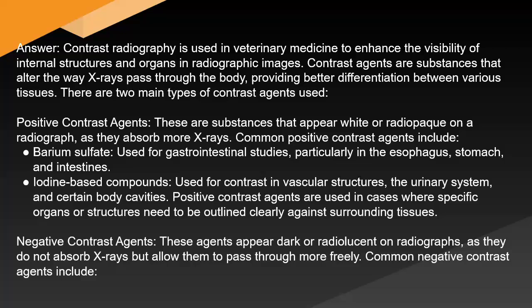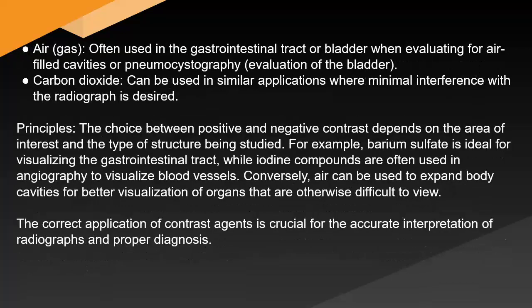Negative contrast agents. These agents appear dark or radiolucent on radiographs as they do not absorb X-rays but allow them to pass through more freely. Common negative contrast agents include air or gas, often used in the gastrointestinal tract or bladder when evaluating for air-filled cavities or pneumocystography, evaluation of the bladder. Carbon dioxide can be used in similar applications where minimal interference with the radiograph is desired.